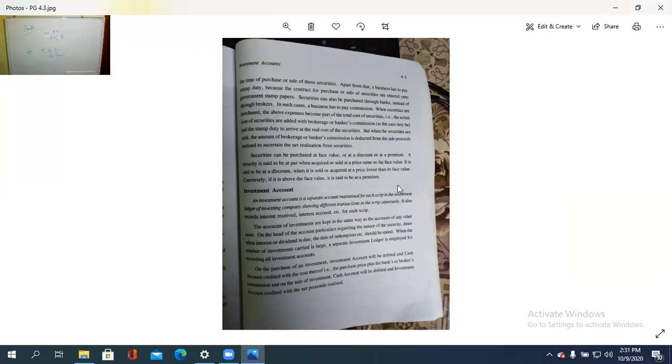For the sale. Then the received interest or dividend is to be transferred to P&L account: interest or dividend account debtor to P&L account. And then if there is any profit, this is the entry: investment account debtor to P&L account. And in case of a loss, opposite is the entry, P&L account debtor to investment account. So this is the one you need to study here.